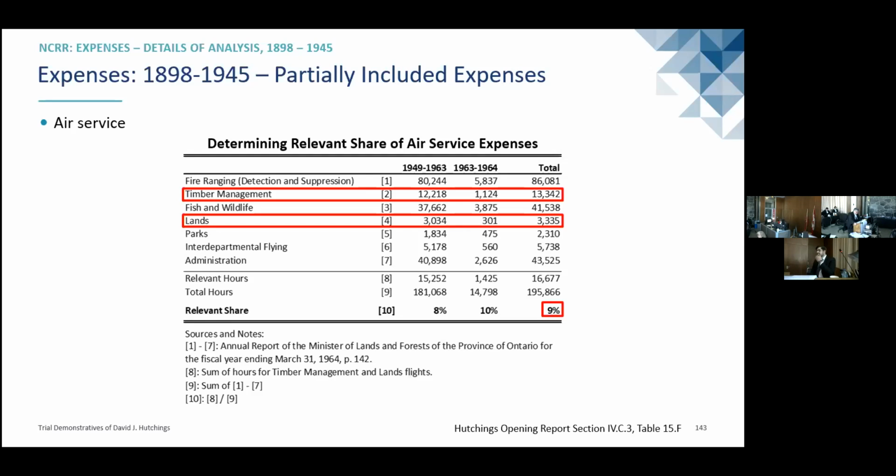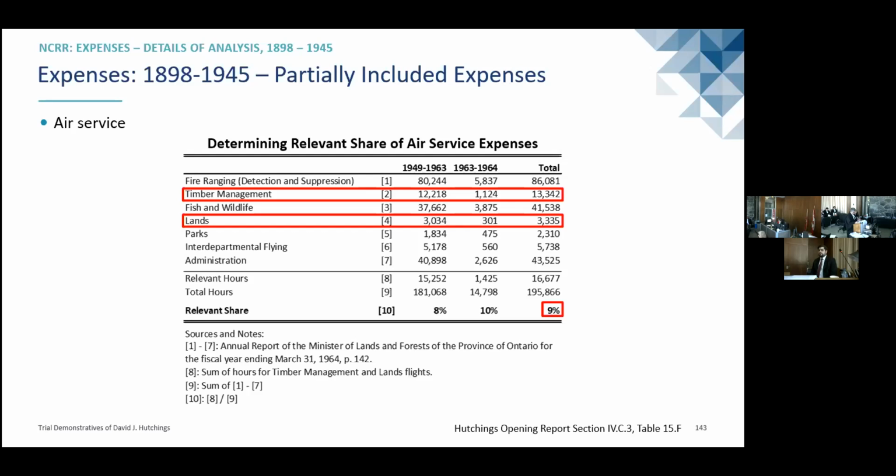So these columns are hours. Yeah, hours flown. Sorry, yeah, they're not dollars. At the bottom we say total hours there, but that's good catch. That should be up top. So these are hours flown, and so my assumption is the percent of hours flown in support of relevant activities is a reasonable proxy for the percent of the cost of air services that should be attributed. So I've highlighted two items that are relevant, in my opinion: timber management and lands. That works out to about 9%.